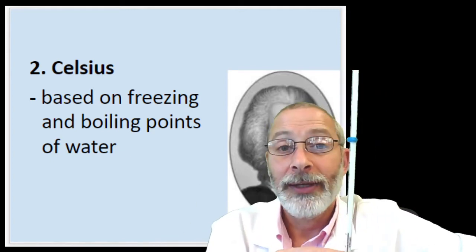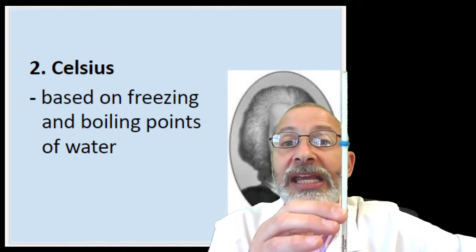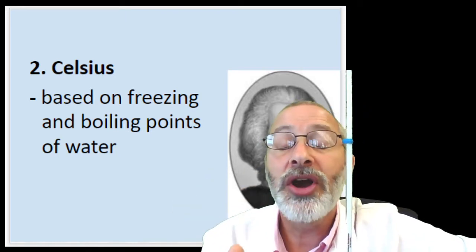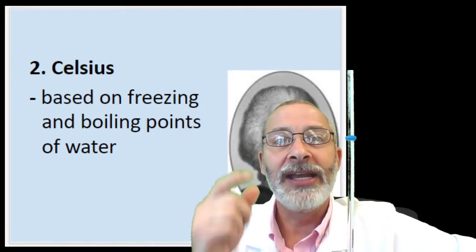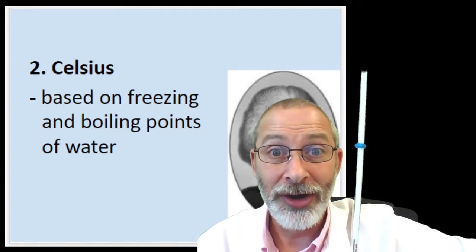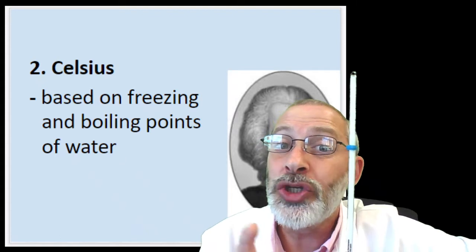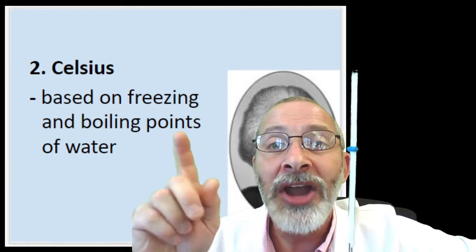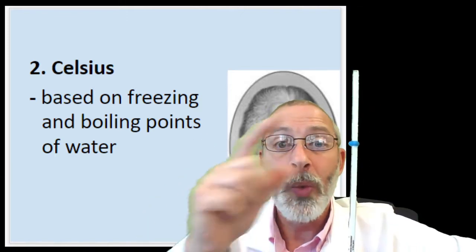Then he took that water, and instead of freezing it, he started heating it up. And at the point that the water started to boil, he drew another line and recorded that as the boiling point of water. And do any of you know what the boiling point of water is in degrees Celsius? 100 degrees Celsius. So 0, 100.